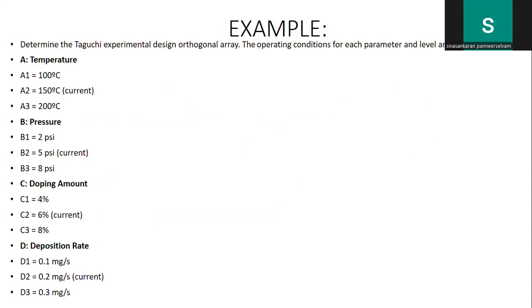And they have given the input variable data to determine the Taguchi experimental design orthogonal array. Operating conditions for each parameter level are listed below. So there are three different sets of temperature, pressure, doping effect, and deposition rate. So under each factor, the number of levels is considered to be 3.